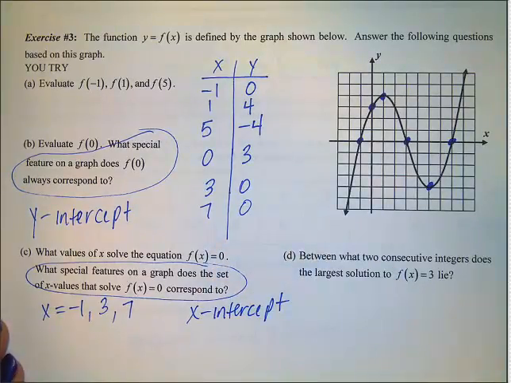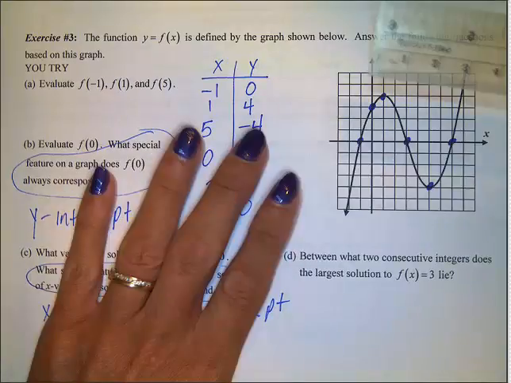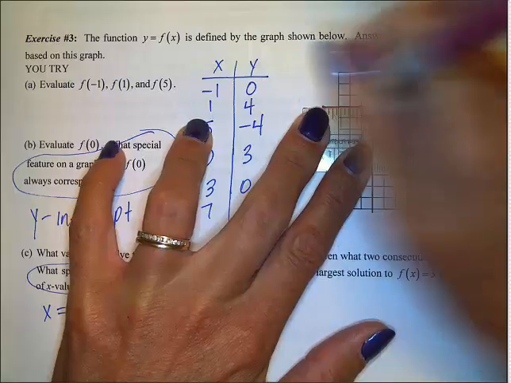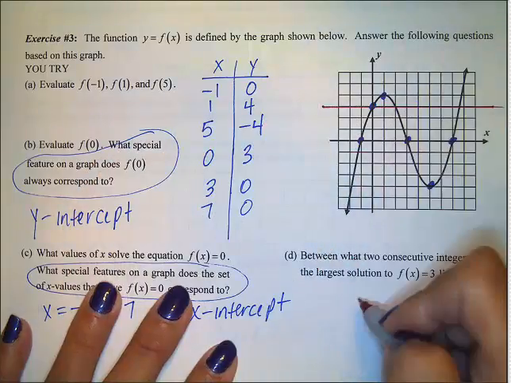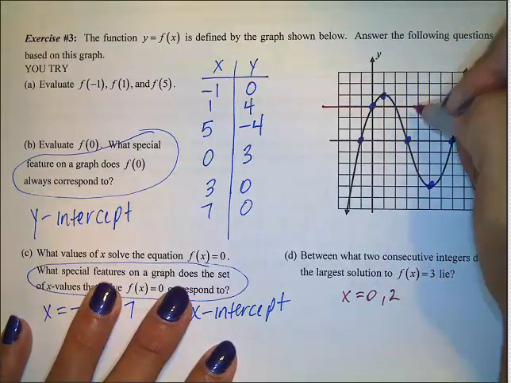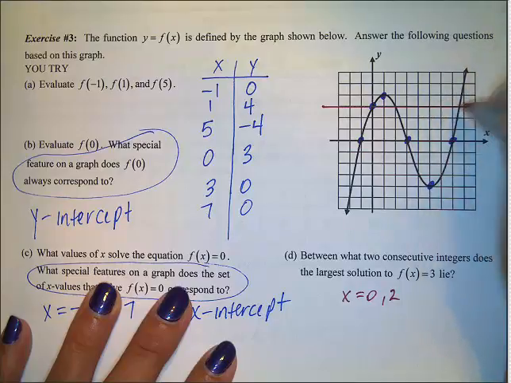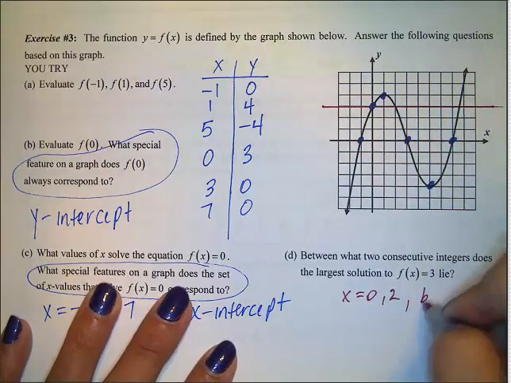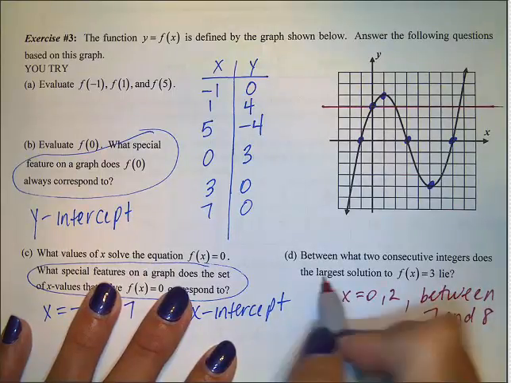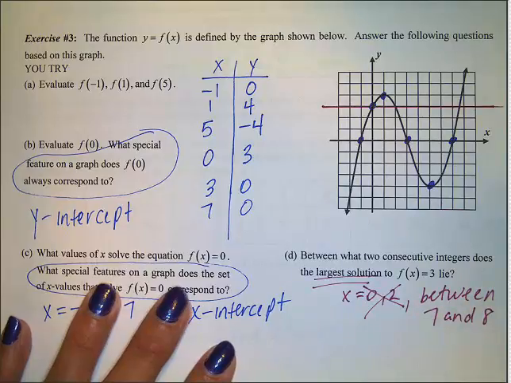And lastly, between what two consecutive integers does the largest solution to f of x equals 3 lie? Well, if you drew your horizontal line at 3, we have 3 solutions. We have x equals 0, 2, and then between 7 and 8. They wanted the largest solution, so these are not it. So between 7 and 8.